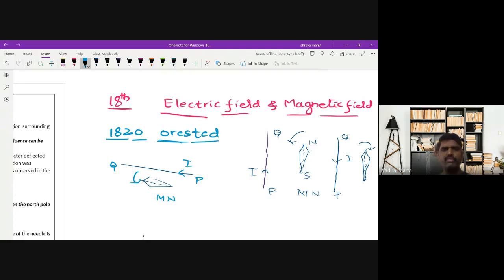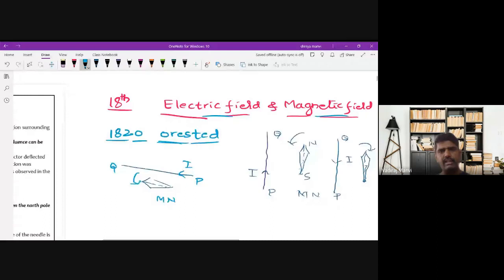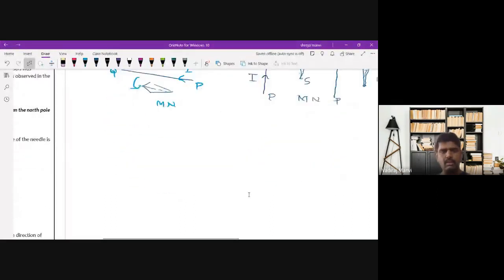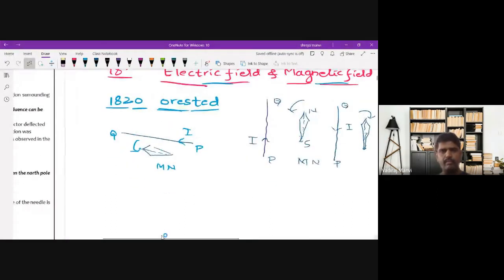So for the first time in 1820, Oersted said that whenever we pass current through a conductor, this conductor carrying current will create its own magnetic field. Hence, for the first time, he told that the electric field and the magnetic field are not separate. Electric field can create a magnetic field, that is, a conductor carrying current can create a magnetic field. This was the first idea given by Oersted in 1820. He didn't go into detail.